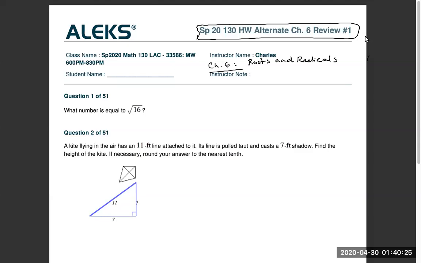So today what we're gonna get into is the homework alternate for chapter 6, which covers roots and radicals. The first thing I'm gonna do is give you guys a definition for roots and radicals. Essentially, you can use them interchangeably. So for a root, you're going to have something of the form.